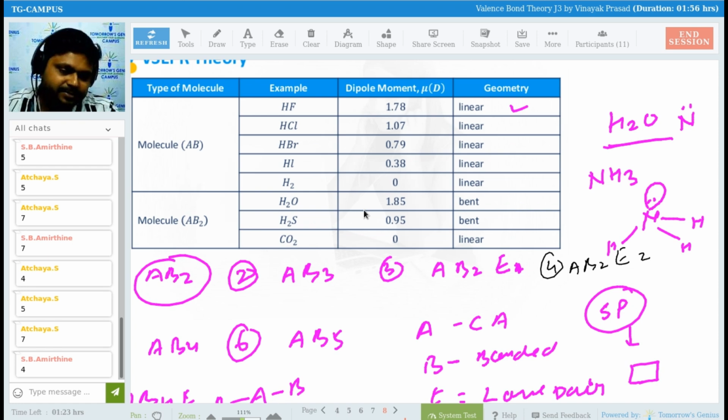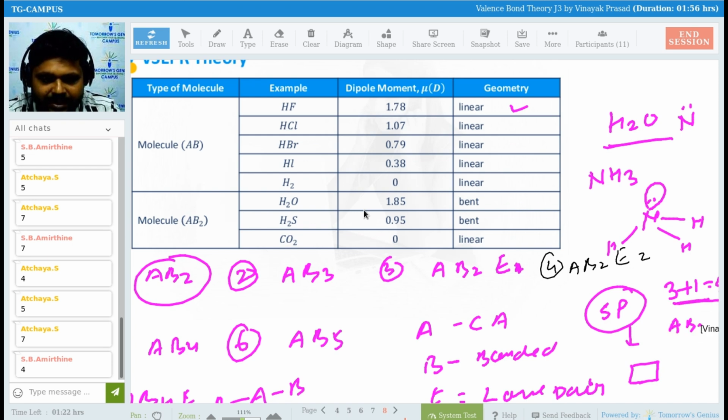In the case of NH3, how many bonded atoms are there and how many lone pairs are there? 3 bonded atoms are there, sir. So can we write 3 first? And how many lone pairs are there? One lone pair is there. So can we write it as 4? Yes, sir. So it will be a type of what? It will be a type of AB3.